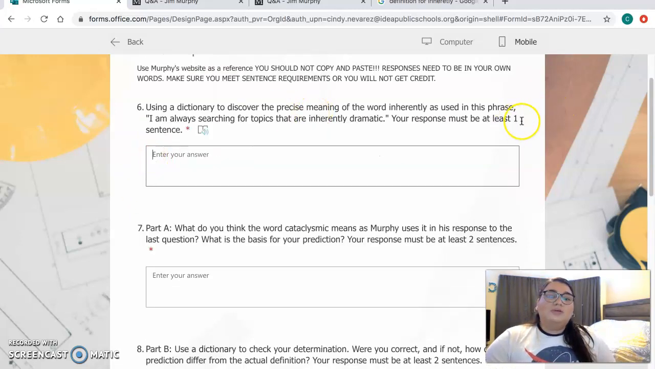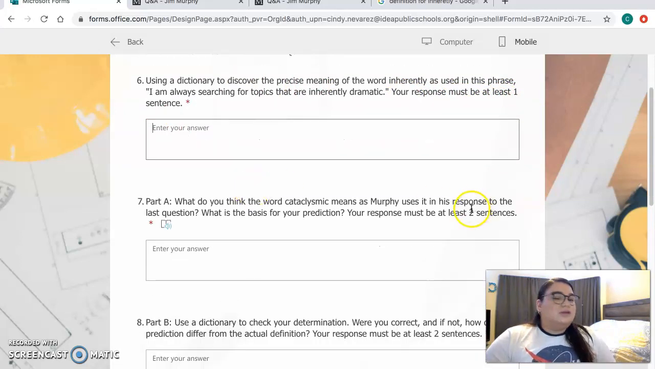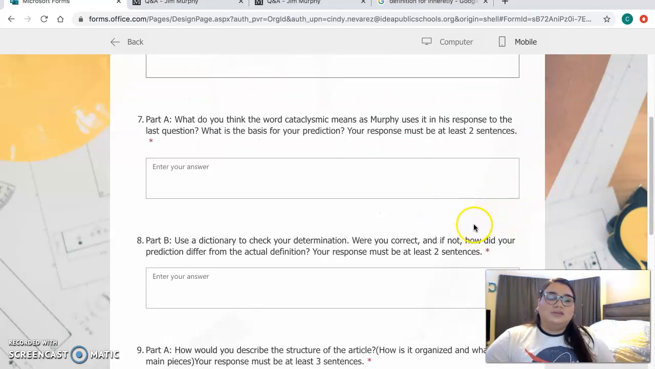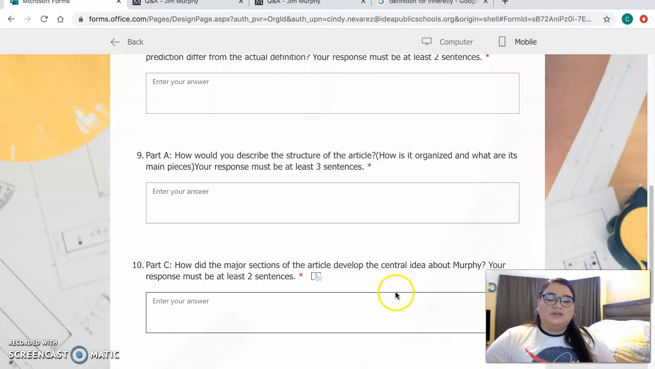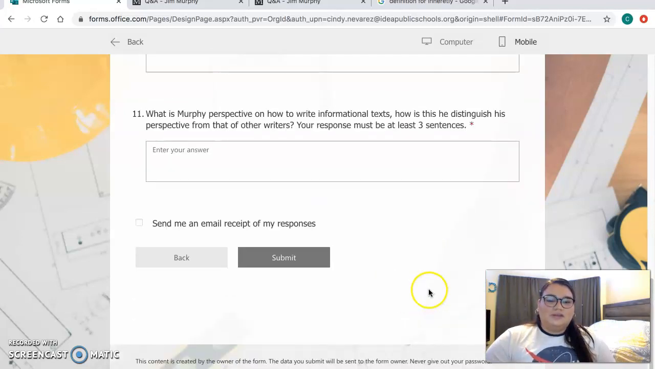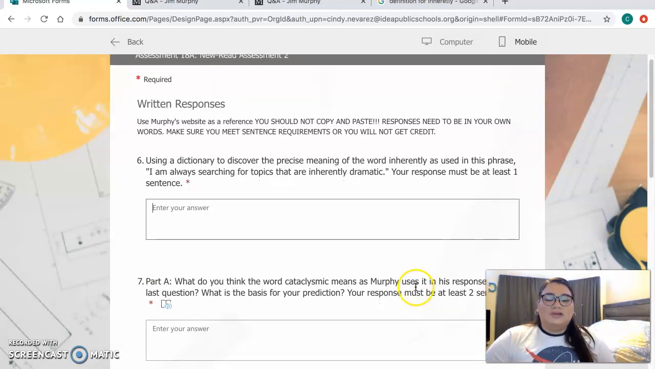Look at how I only put one sentence because my response only requires me to do one sentence. Not all of them are like that. This one's 2 sentences, 2 sentences, 3 sentences, 2 sentences, 3 sentences. So it varies. So make sure that you're paying attention to that.